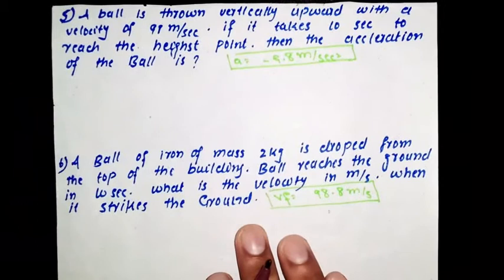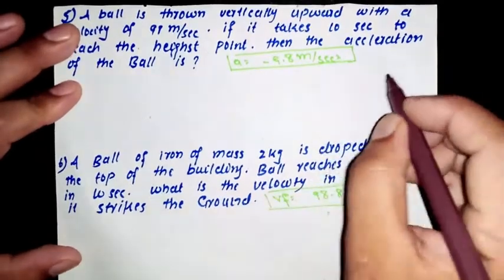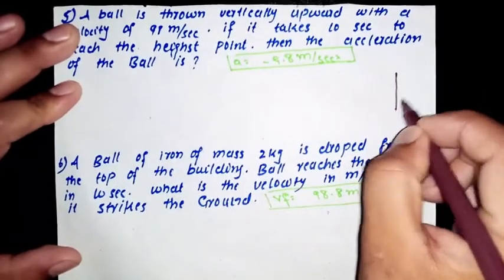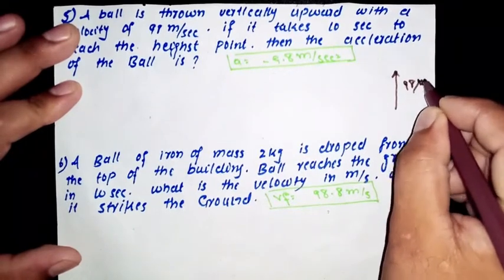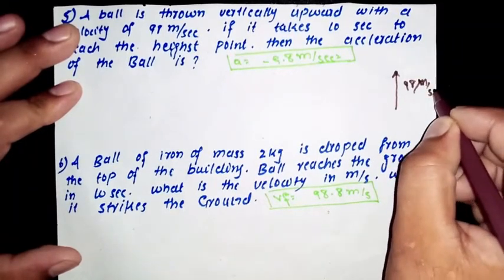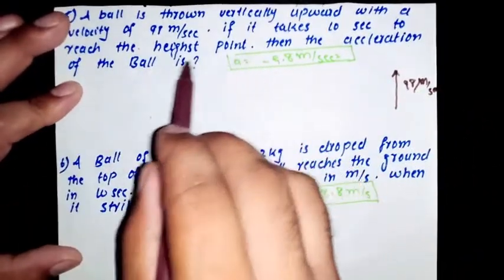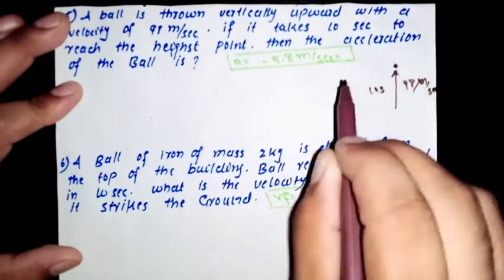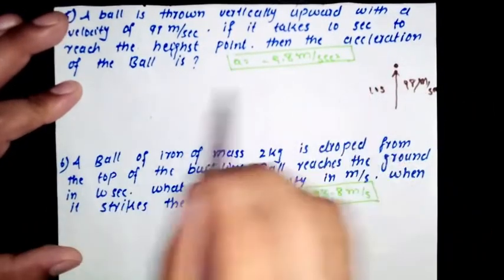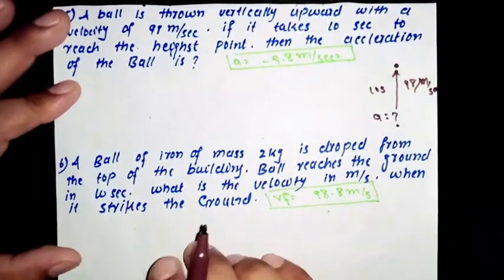Question number 5. A ball is thrown vertically upward with a velocity of 98 meter per second. If it takes 10 seconds to reach the highest point, this is the highest point, then the acceleration of the ball is, we need to find the acceleration of the ball.